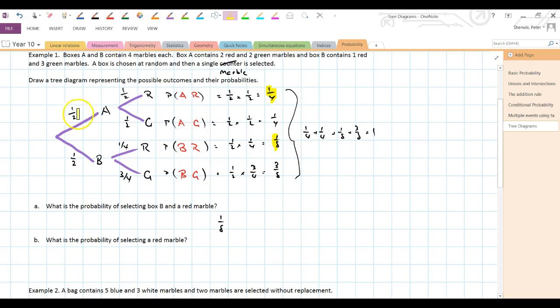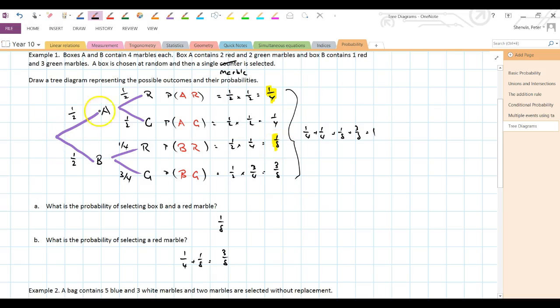So in this case, there's two routes that work, the AR and the BR. So what we do is 1/4 and 1/8. They both work for the question, so we add them together. 1/4 plus 1/8. This is 2/8 and 1/8, so that's 3/8. So we add those two together.